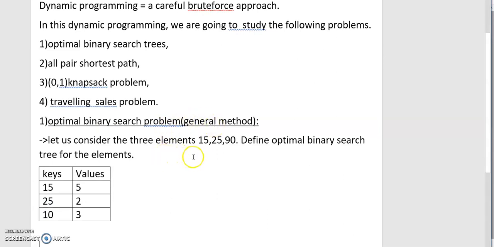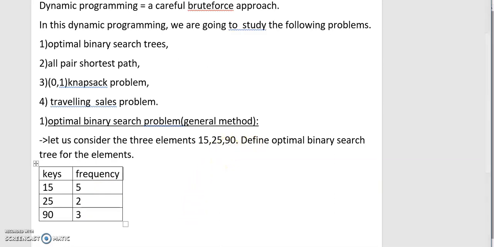Let's consider three elements, that is 15, 25, 90. Then the frequency values for those keys are 5, 2, 3. Given keys are 15, 25, 90, and the frequency values for those keys are 5, 2, 3. Let's consider all the binary search trees for these keys.